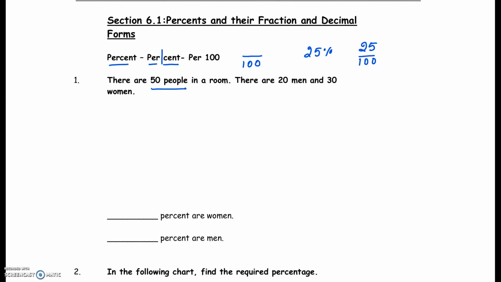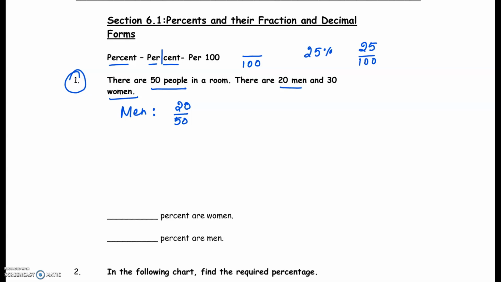So if there are 50 people in a room, 20 are men and 30 are women. So let's first look at men. What fraction of the room is men? So it would be 20 out of a total of 50 are men. So that is equal to a fraction 20 out of 50. That is the fraction of the room that is men.